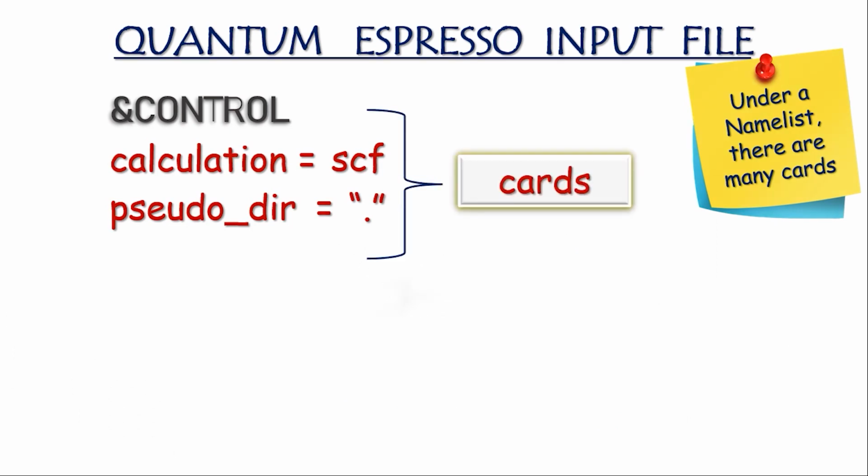These are called cards. There are several other cards also under the control namelist. But I actually don't want to scare you with so many terminologies. So for the time being, let's stay with these two cards under the control namelist. But our job is not done yet. We have to tell the code that the control namelist is complete, and we will do this by putting a slash. Now after this slash, whatever you are writing will not be under the control namelist.